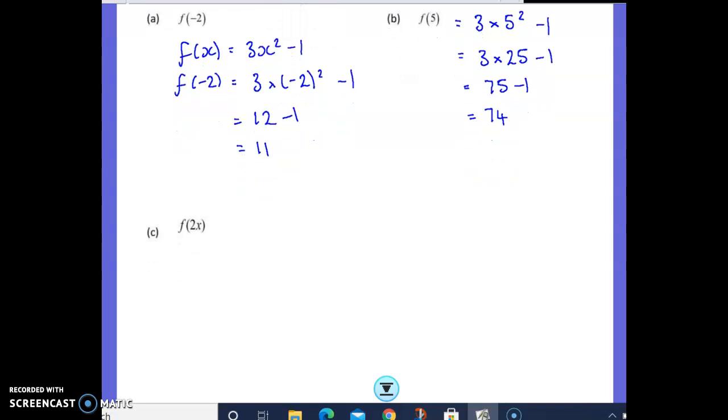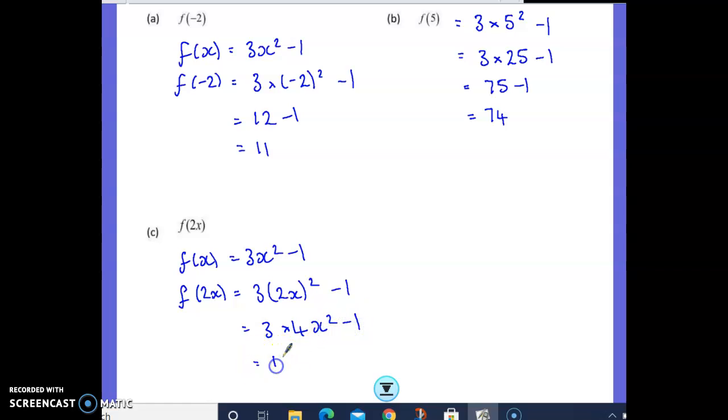Okay, we can do this with letters and numbers combined. Function, it's just disappeared off the page there. 3x squared minus 1, that's f of x. So f of 2x means I replace x with 2x. Now 2x all squared is 4x squared. 3 fours are 12, so we get 12x squared minus 1.